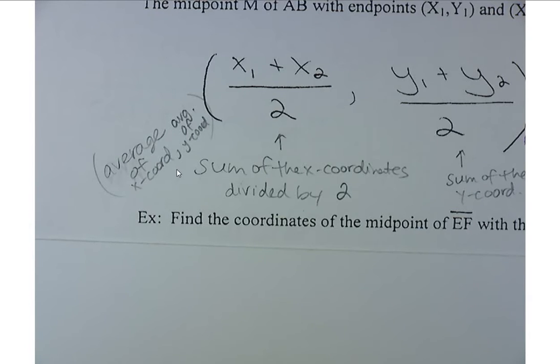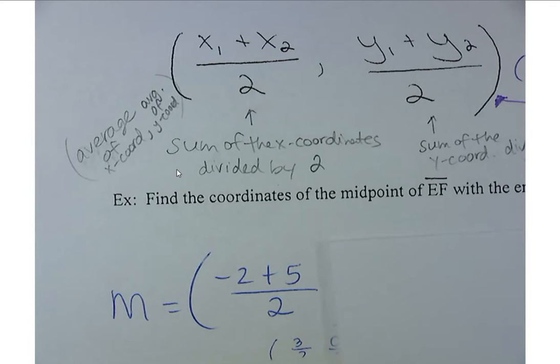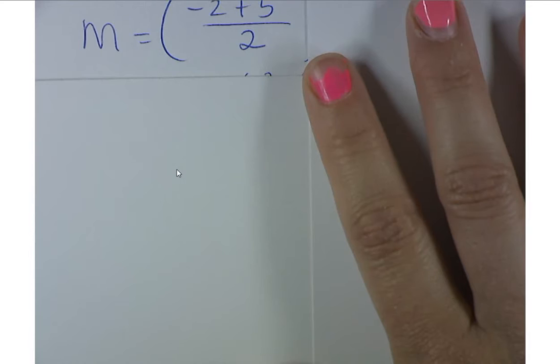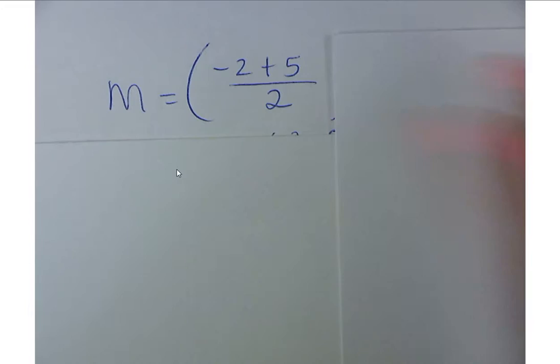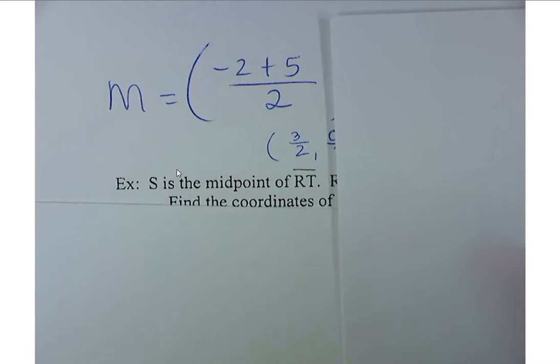Okay, Ella, can you tell me what you did to find the x-coordinate of the midpoint? I did -2 plus 5, which is 3, and I divided that by 2. Okay, good. So -2 plus 5 divided by 2, and Ella said she got 3 over 2. You can choose how you want to leave that. You could either leave it as 3 over 2 or 1.5. Either way, that would be correct.